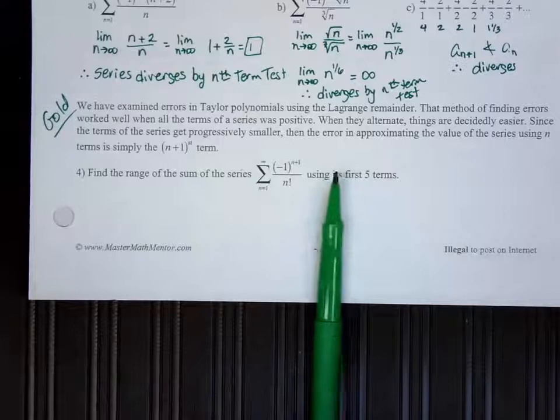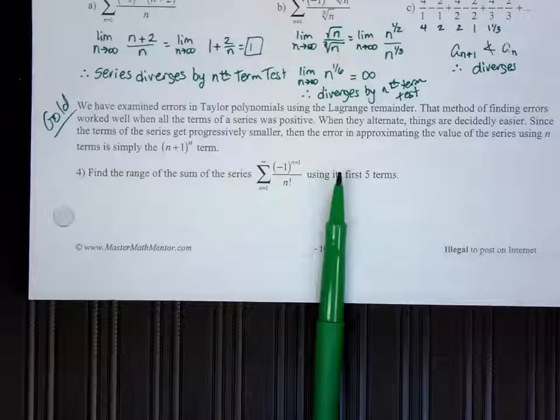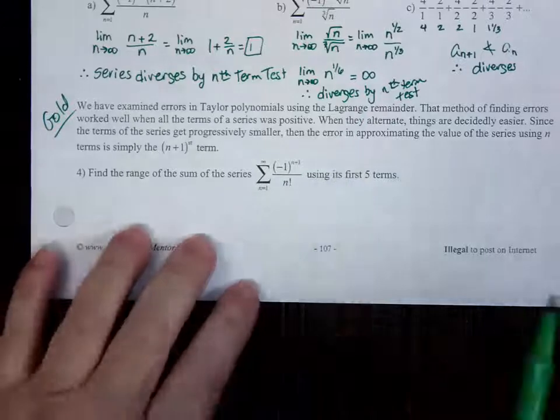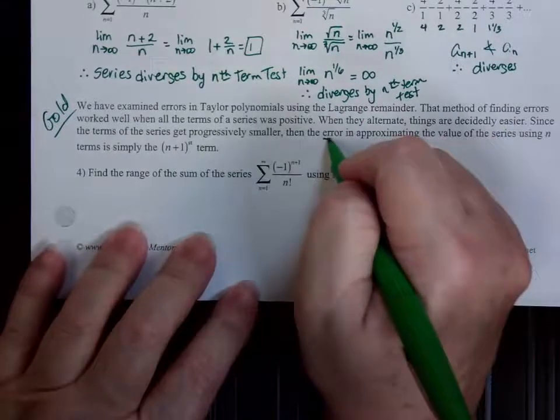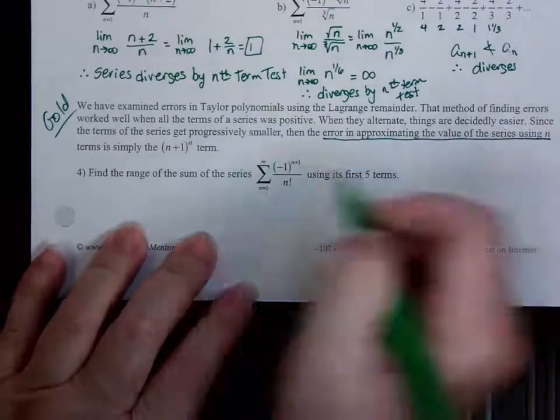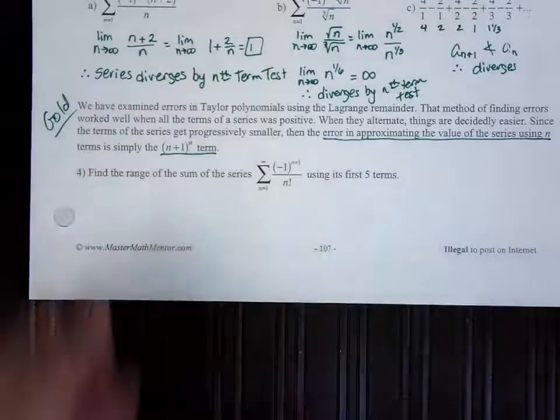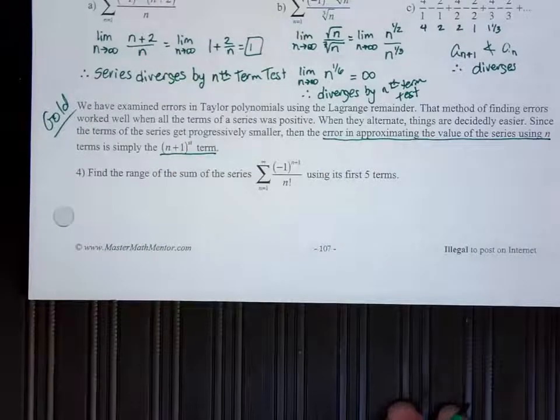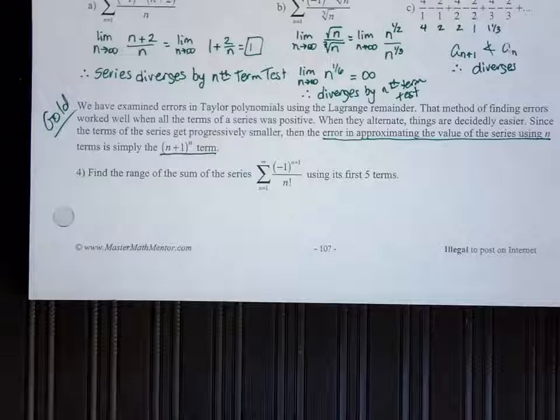First of all, the only way you can find the total sum of an infinite series is if it's geometric or telescoping. We've talked about that before. We can't find the sum of an alternating series, but we can find a window that it would fall between. The way we find that is by finding the error. The error in approximating the value of the series is just the next term in the series.